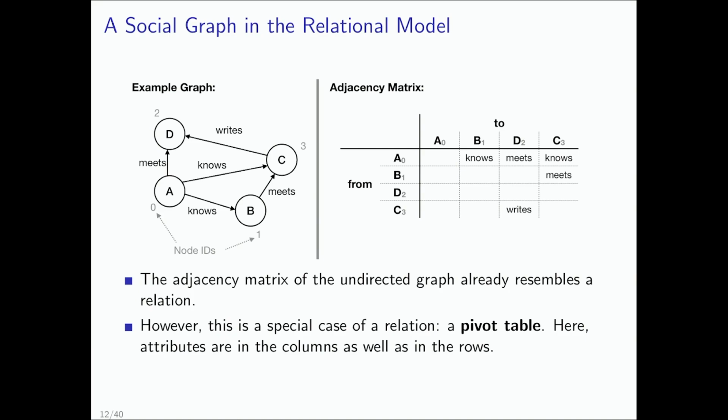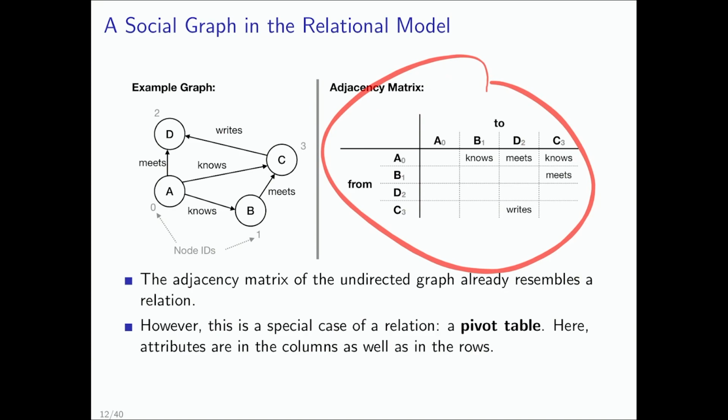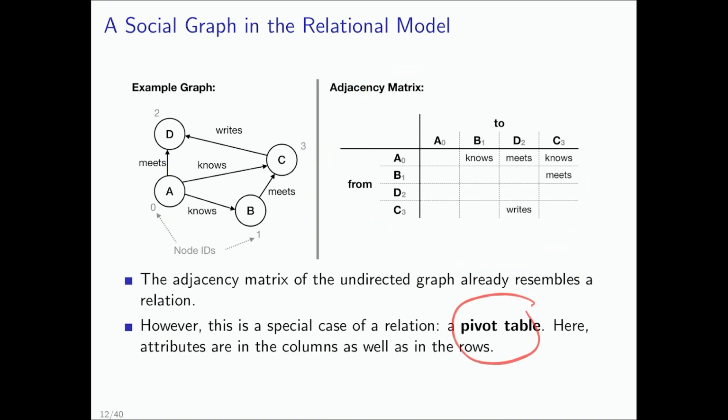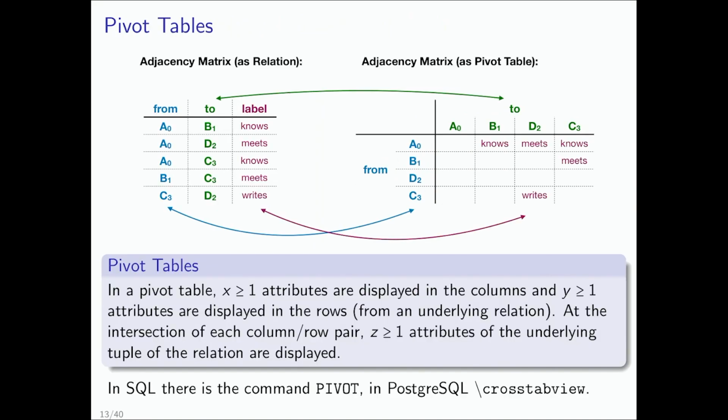So this looks a little bit like a relation already. However, that's a special case. That's what we call a pivot table. The difference being that here we also have attributes in the rows. Previously we only had these attributes in the columns, and now they also appear in the rows all of a sudden. That's called a pivot table. And I show you the relationship here a little bit.